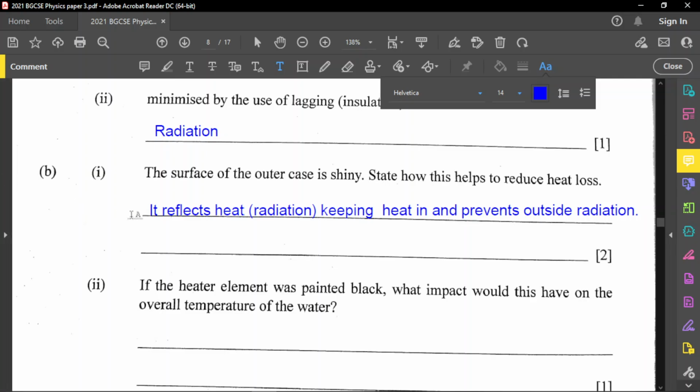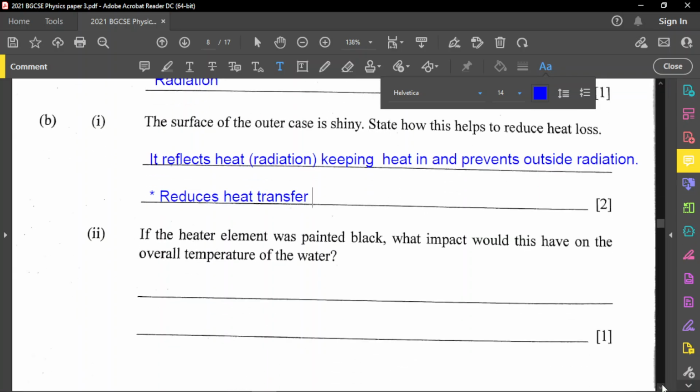All right, so let's make a note. It reduces heat transfer. And remember, heat is transferred from hotter objects to colder objects. So what is inside will be maintained, because if what is on the outside is being reflected, then there's no possibility of transferring heat from one object to the next. And that's the purpose for the insulation right there.